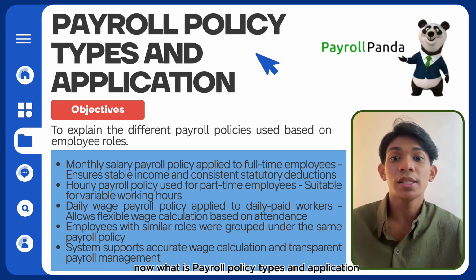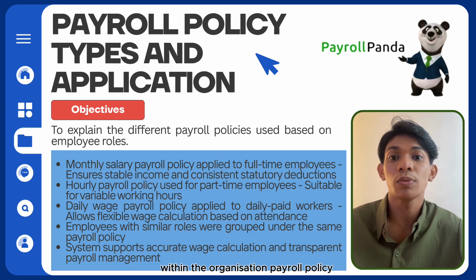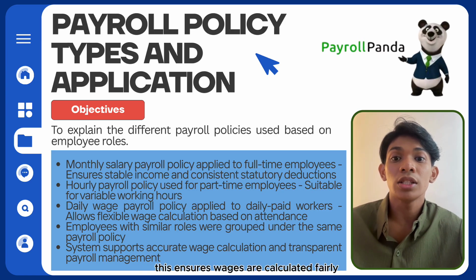Now, what is payroll policy types and application? This section explains the different payroll policies applied based on employee roles and employment types within the organization. Payroll policy objective is where monthly salary policies are applied to full-time employees, hourly policies to part-time employees, and daily wage policies to daily paid workers. This ensures wages are calculated fairly according to employment type.